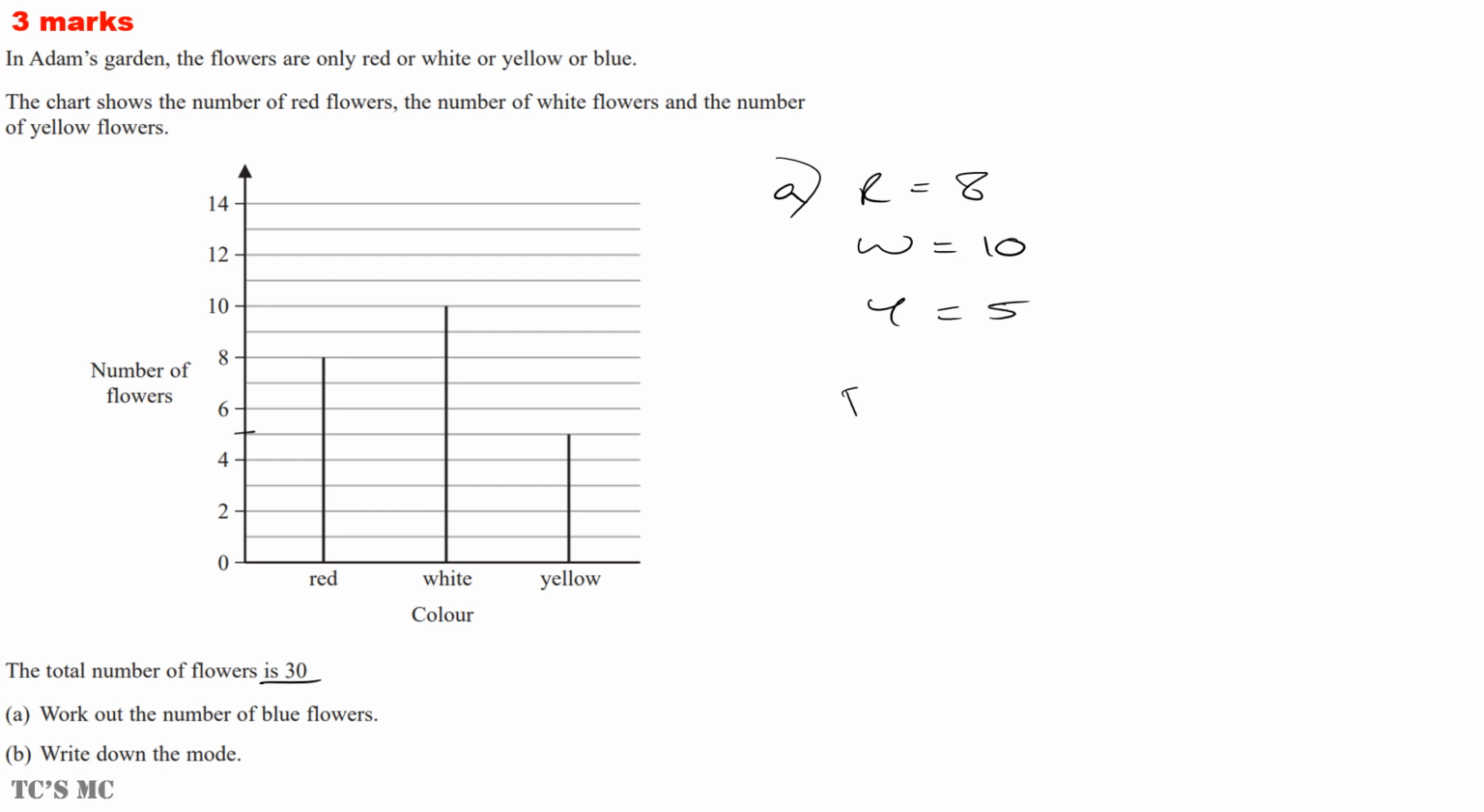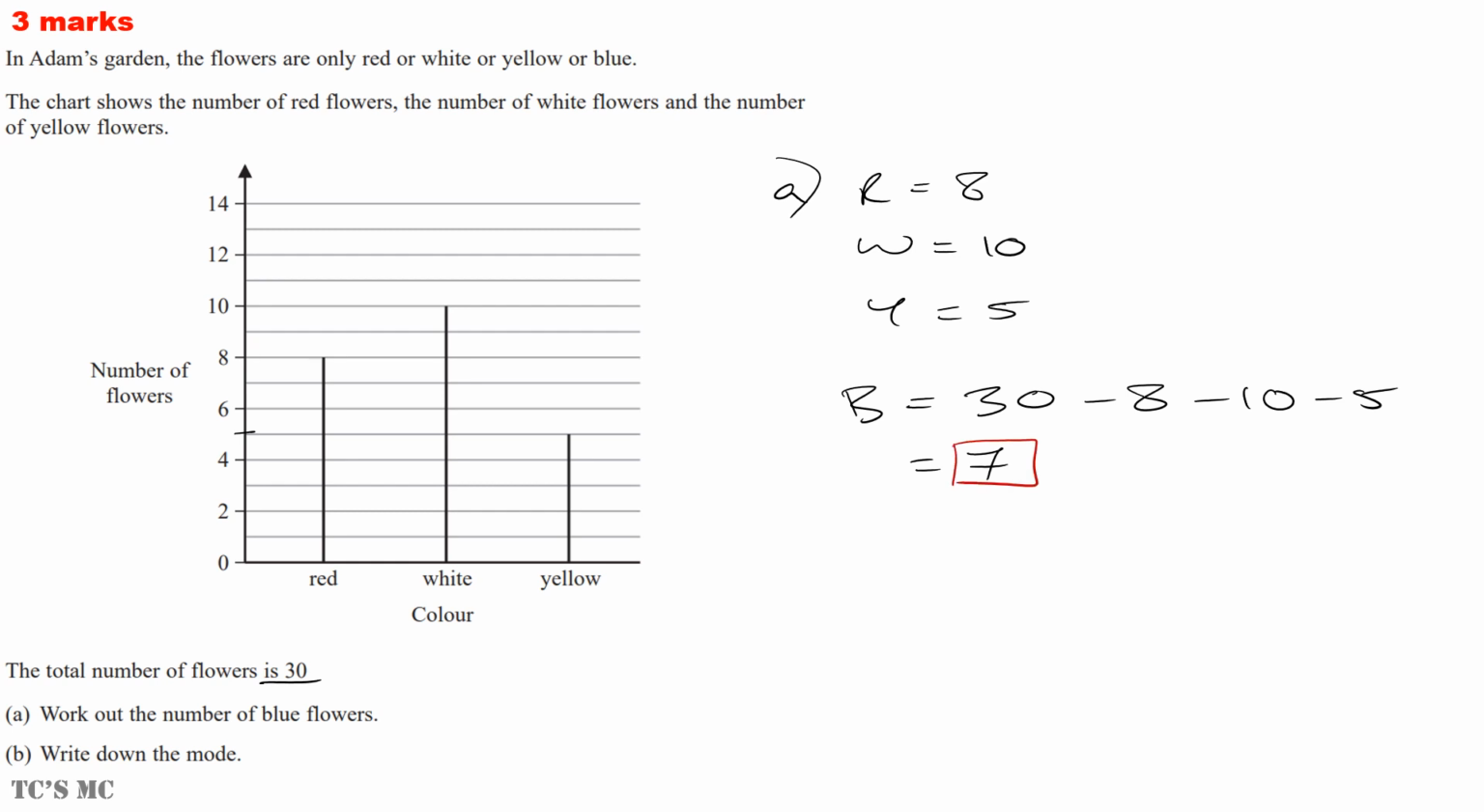To work out the blue, I'm going to do 30, take away 8, take away 10, take away 5. 30 take away 8 is 22, take away the 10 is 12, take away 5 is 7. And I've got 2 marks for writing my method and then my answer of 7.